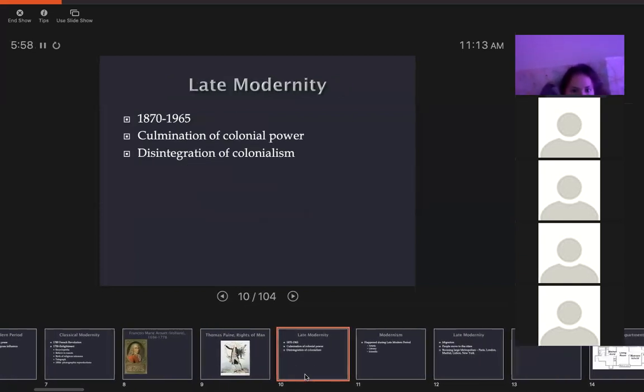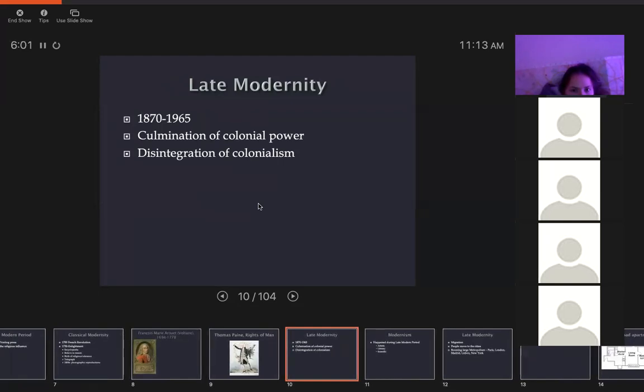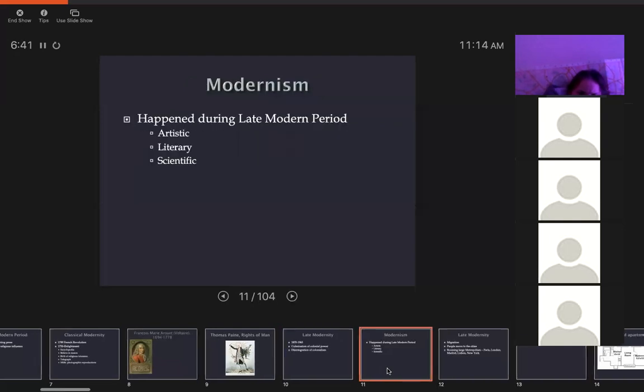We, however, are going to work on late modernity. So late modernity starts around 1870 and takes us to 1965. It's a culmination of colonial power, and later the disintegration of colonialism. So at first, in the late 19th century and early 20th century, all the powers, for example England, have such a huge empire, and it desperately tries to preserve all that, but by the early 20th century that empire really starts to fall apart, etc.